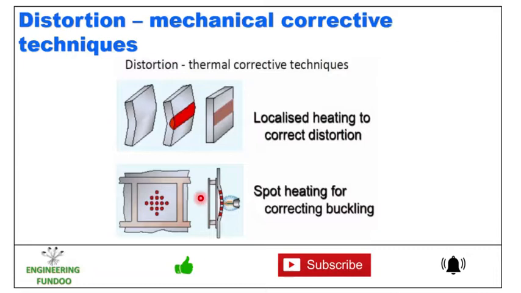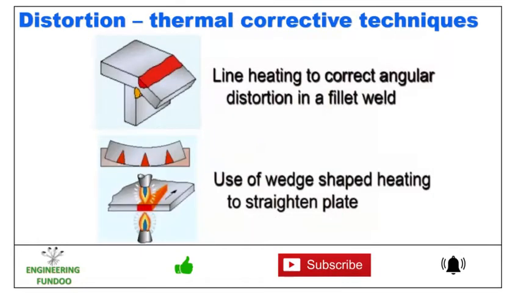And then we have another technique, localized heating to correct the distortion. Here you can see spot heating for correcting the buckling. Here you can see this is the buckle, and then we have used localized heating to have a straight plate. Then we have thermal technique, line heating to correct the angular distortion. You can see here we can have line heating to correct the distorted fillet weld.